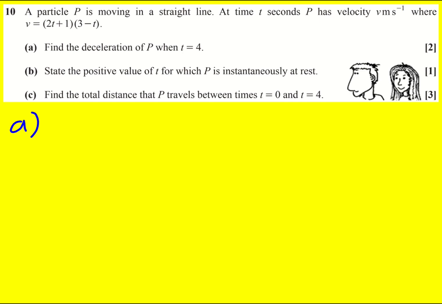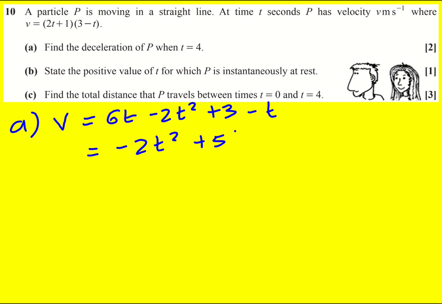Let's have a look at this. So I'm going to expand the bracket first of all. v is going to be 6t minus 2t squared plus 3 minus t. I've just expanded the double bracket. Then I'm going to write it as minus 2t squared plus 5t plus 3.